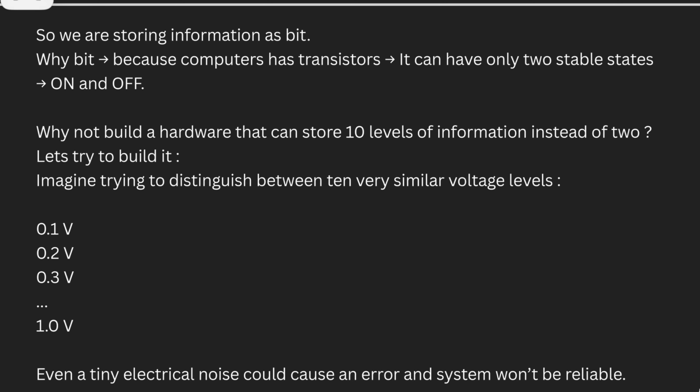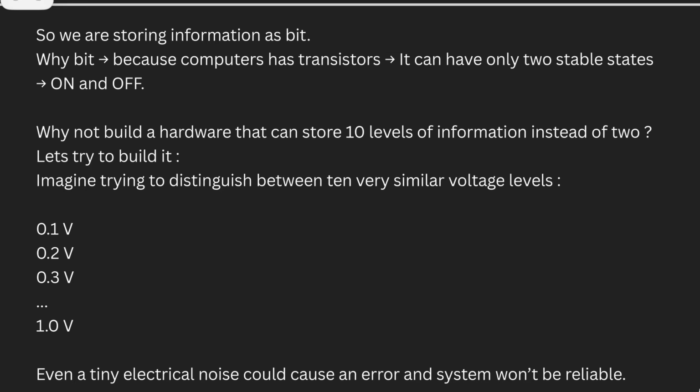Imagine to store 10 levels of information, you develop hardware that has 10 different voltage levels, something like this. Now, any hardware can encounter a teeny tiny bit of noise. Any electrical noise can convert 0.1 volt to 0.2 volt. That changes the numbers that we store. Now, this noise we cannot get rid of. That's why we need to have stable states.